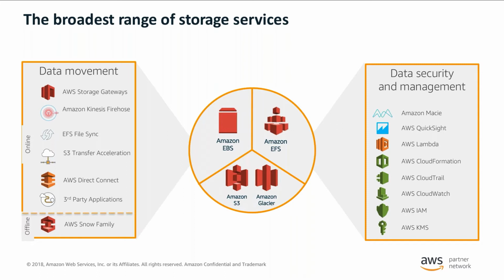In the middle, we have core platforms that offer the right application interface, performance, and cost dimensions based on the application requirements, including Amazon EBS for block, Amazon EFS for file, S3 for object, and Glacier for archive. And on the right, security and management tools to ensure that data is protected, to help automate processes, generate alerts, and synchronize data with other AWS services.